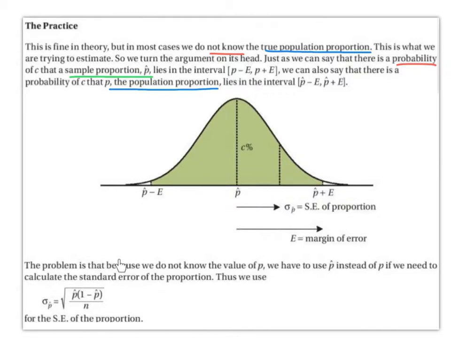The problem is that because we do not know the value of p, we have to use p hat instead of p if we need to calculate the standard error of the proportion. So we're going to use this formula, and it's exactly the same as our previous formula, except we're swapping p for p hat. So the standard error of the proportion is equal to the square root of p hat times 1 minus p hat, divided by n, where p hat is the sample proportion and n is the size of the sample.